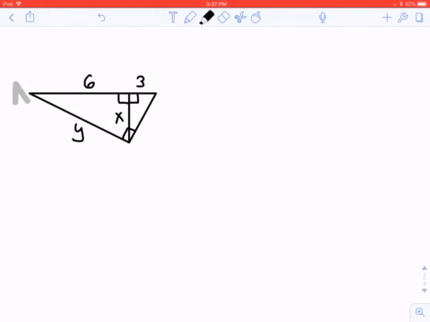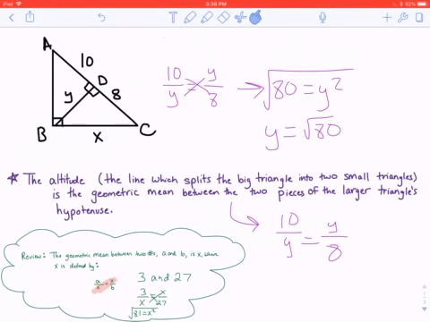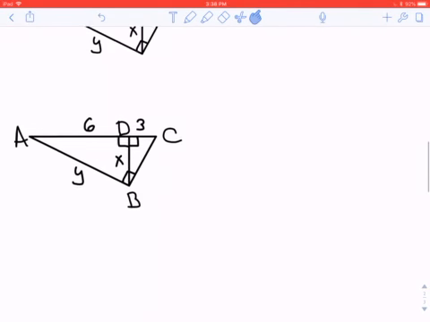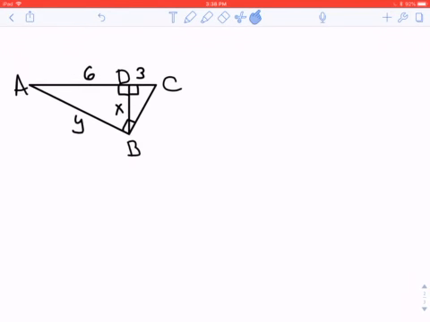I'm going to call this one A, this one B, this part C, and this one D. So now remember, if we go back to the rule that we were talking about before, the altitude is the geometric mean between the two pieces of the larger triangle's hypotenuse. So we first want to look for two key pieces. Where is the larger triangle's hypotenuse?